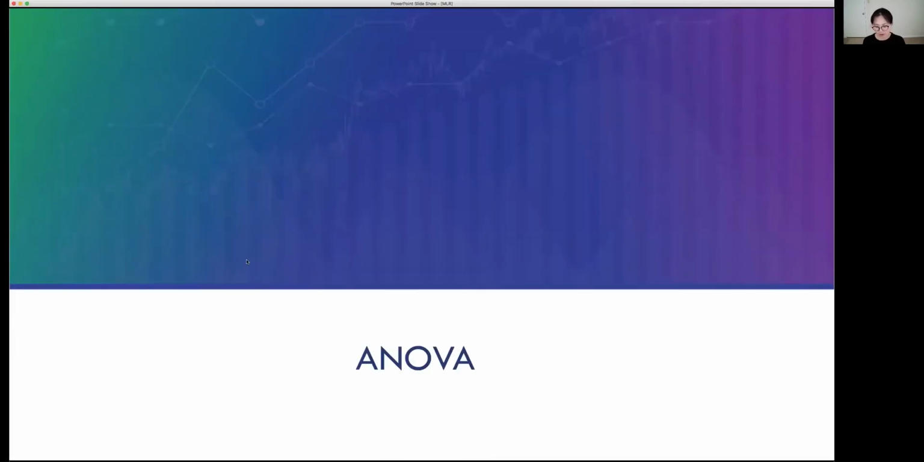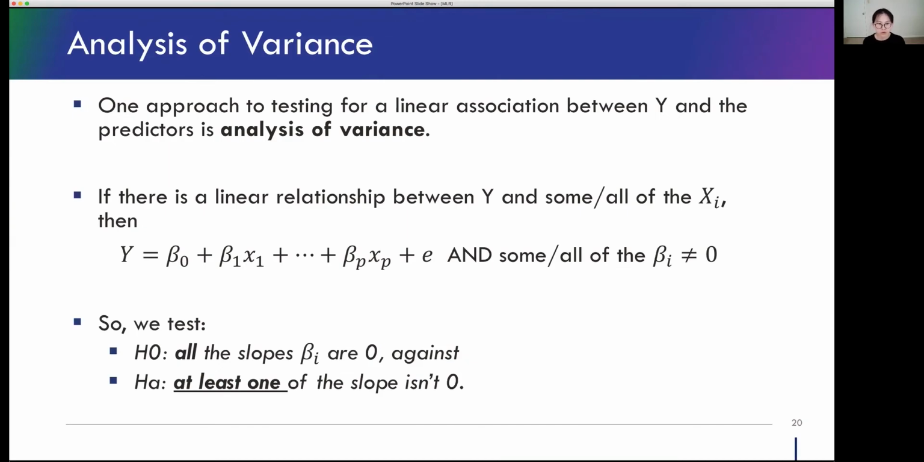And next, let's talk a bit about ANOVA. ANOVA is short for analysis of variance. So this is to test for a linear association between Y and the predictors. So if there is a linear relationship between Y and some or all of the X, we would have this formulation, where some of the beta i are not equal to 0.